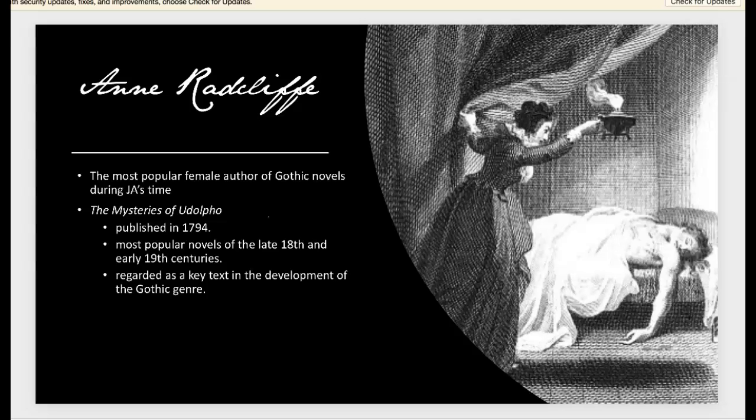In her work, these supernatural elements are explained away in a naturalistic way. In other words, there's a natural or realistic explanation for these things that seem supernatural.